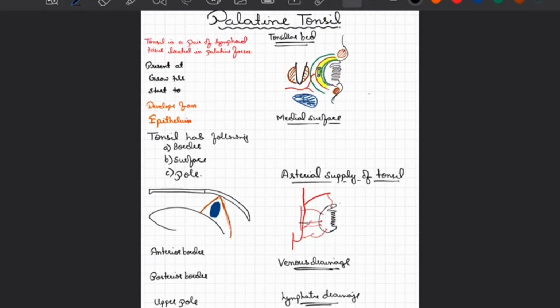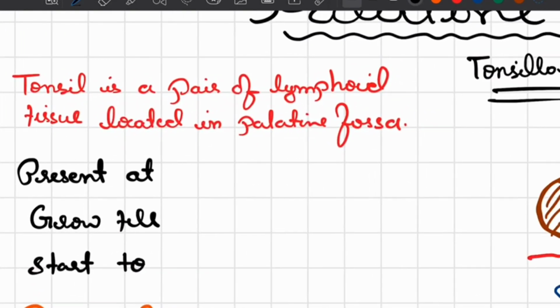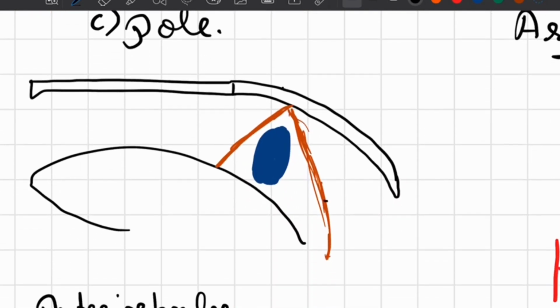Today's topic is about the palatine tonsil. The tonsil is a pair of lymphoid tissue. The palatine tonsil is located between the anterior pillar and the posterior pillar, which arise from the soft palate.